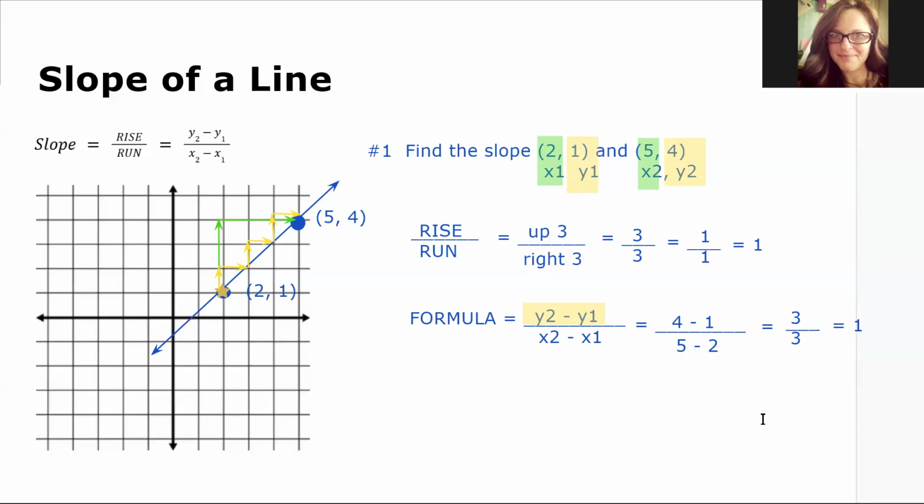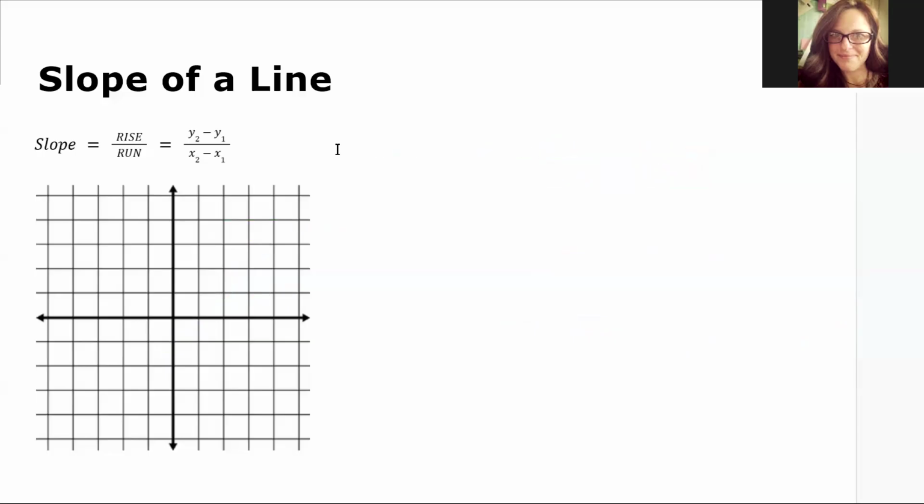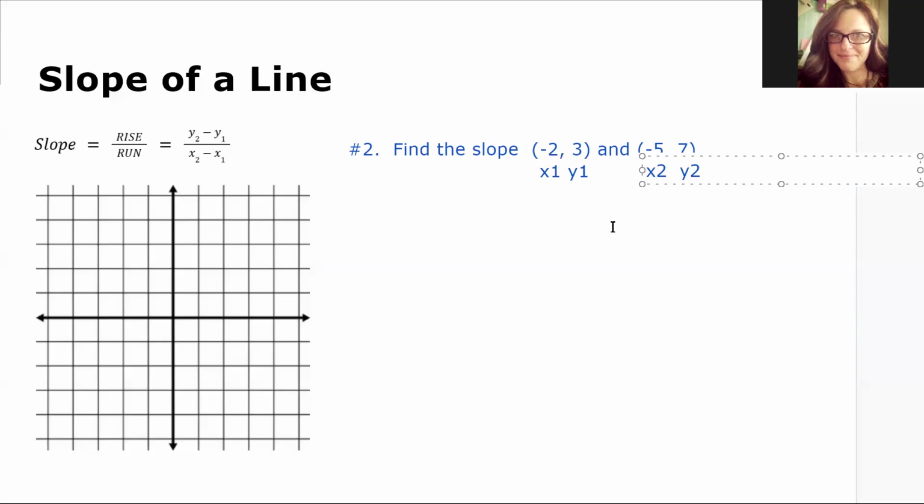Let's take a look at another example. Let's find the slope of the line that goes through these 2 points. Let's do (-2, 3) and (-5, 7). This is our first point, x1 and y1, and this is our second point, x2 and y2. Let's graph these 2 points.